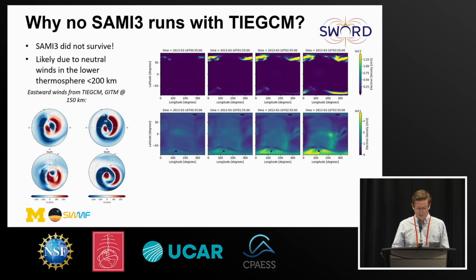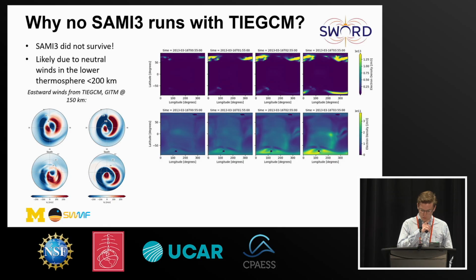Why no SAME3 runs with TiGCM? SAME3 didn't survive. Not a TiGCM issue, a SAME3 issue. SAME3 doesn't like crashing. It's uncommon like that. It's probably due to the lower atmosphere. I just found some issues that seem to happen only in the northern hemisphere that later propagate across the field line into the southern hemisphere, where there's just a tiny peak of electron density, and I don't know exactly why that's happening. We are going to figure it out, but we did everything the exact same.